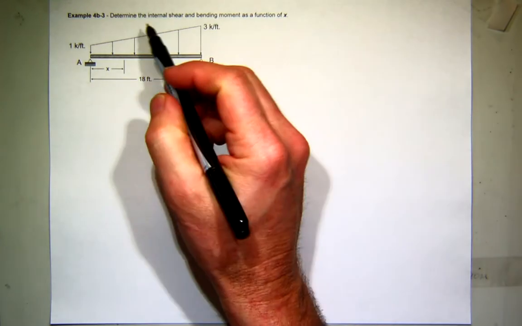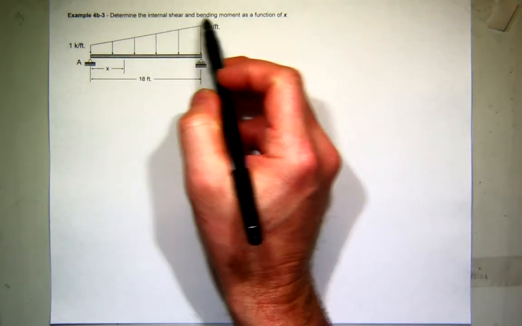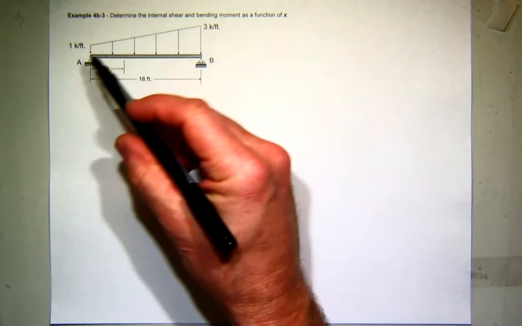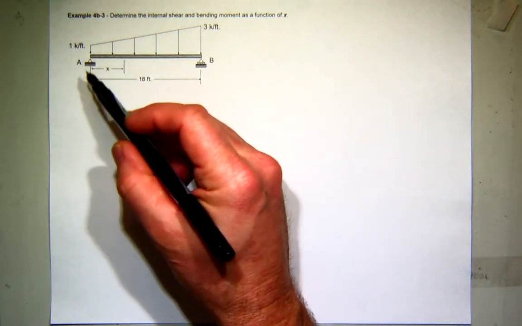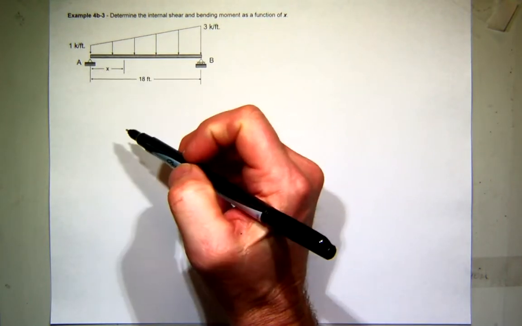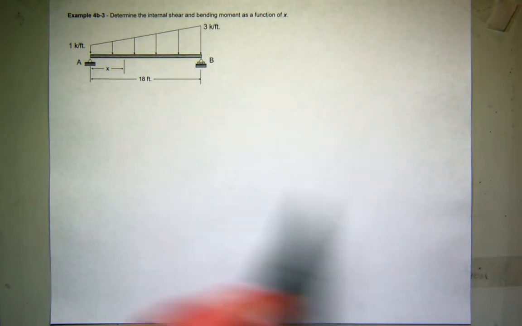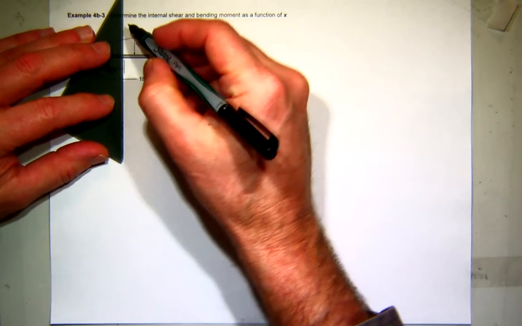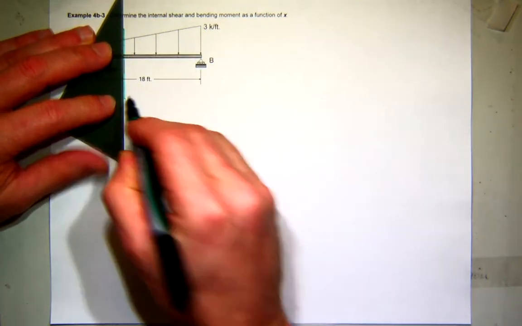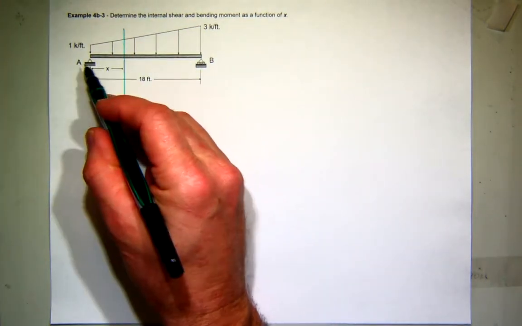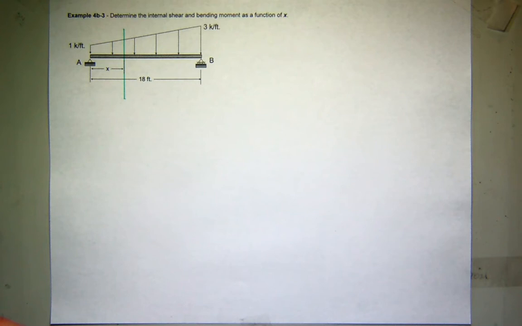Okay, so this problem, we're going to still try to find internal shear and moment as a function of x in the beam. And I've indicated x is going to go from left to right. So what we've been doing so far is cutting the structure like a method of sections. And then we look at either the left side or the right side and try to decide which one is best for us.